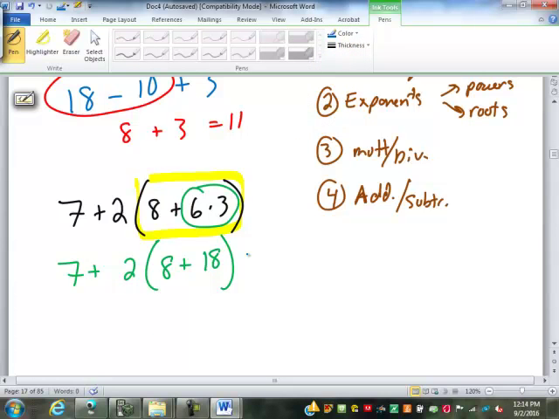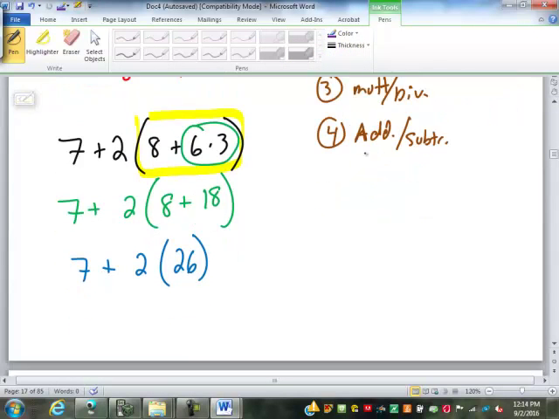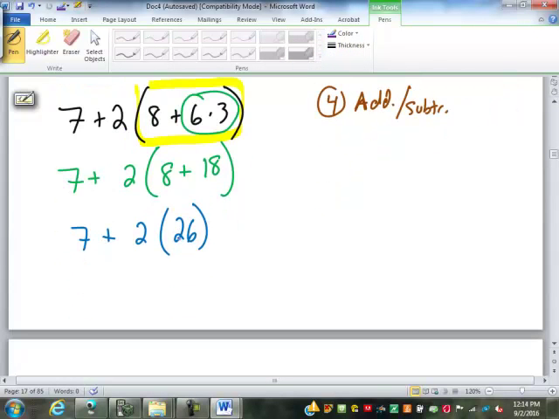We're still inside the parentheses. 8 plus 20, or 8 plus 18 is 26. Whenever we've reduced what's inside an enclosing symbol to a single number, I can get rid of that enclosing symbol. So I can take away the parentheses.